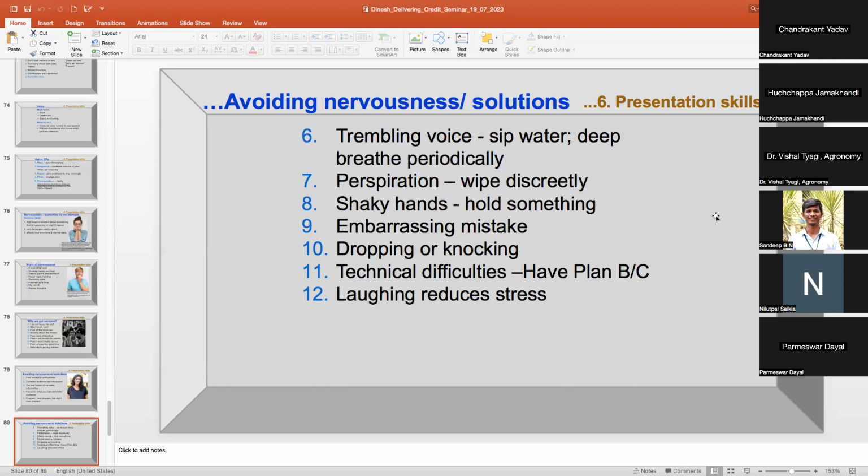Dropping or knocking. Sometimes in the seminar room or wherever you are sitting, there can be disturbance. Somebody may cough. So I will disturb the room, the other audience also. But don't pay any attention to any kind of disturbance. If you pay attention to the disturbance, then the audience will also get distracted. They will also see what you are seeing.